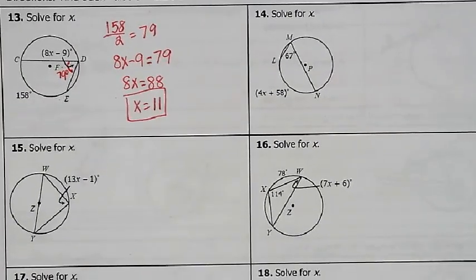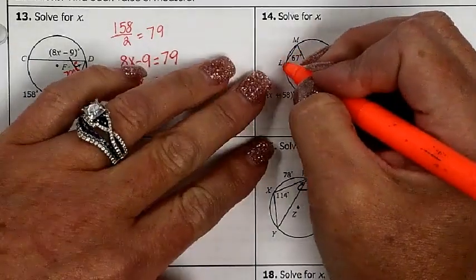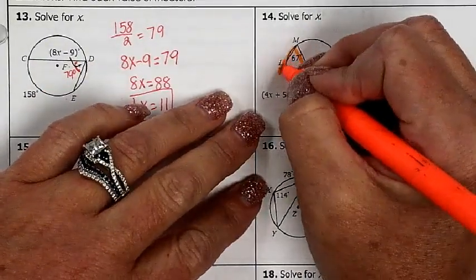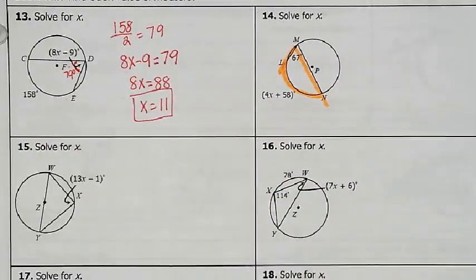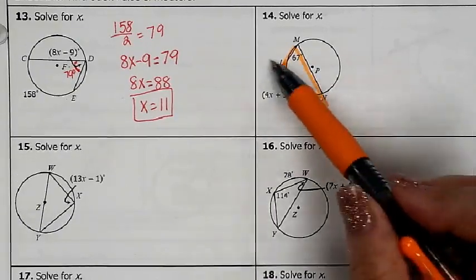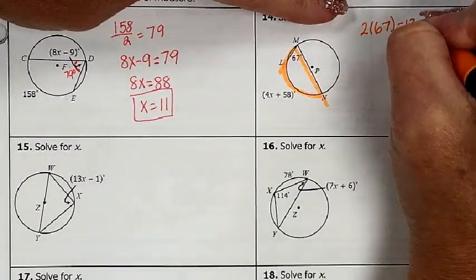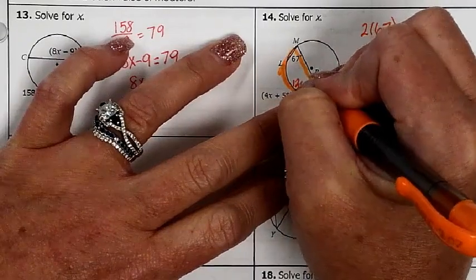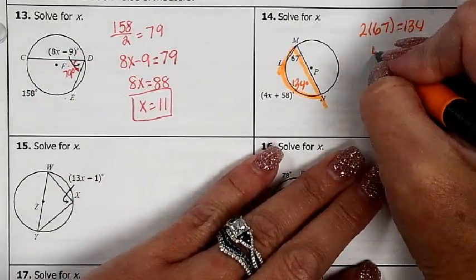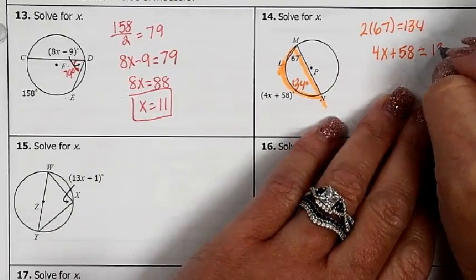All right, 14, we're going to solve for x. So my angle here, 67, it intercepts this arc, which is 4x plus 58. So when I have the angle, you double that to find the measure of the arc. So if I double 67, we get 134. So this arc is 134 degrees. So we would just set the 4x plus 58 equal to 134, which makes x 19.